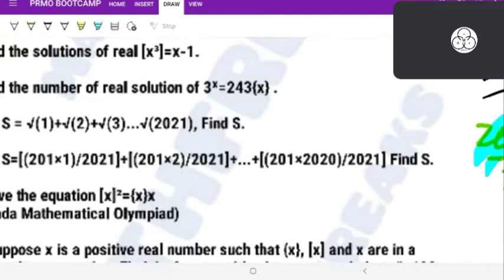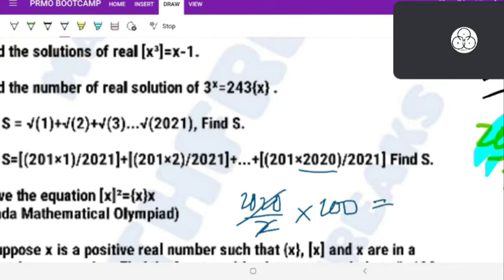If there are, say, 10 numbers, how many pairs can we form? We can form 5 pairs. Now there are 20 numbers, so the number of pairs is 20 by 2, into the sum whatever we are getting. This will be sum 20. This is the value of S. This was quite an easy problem.